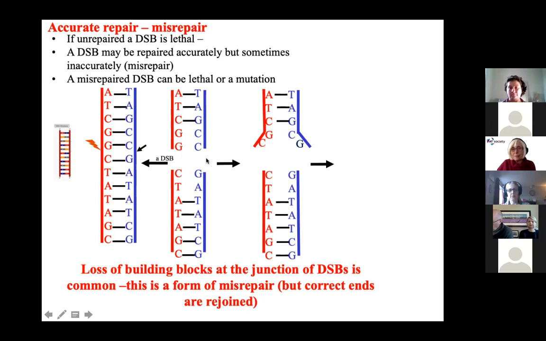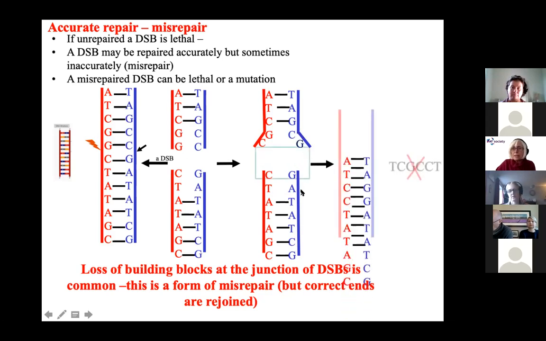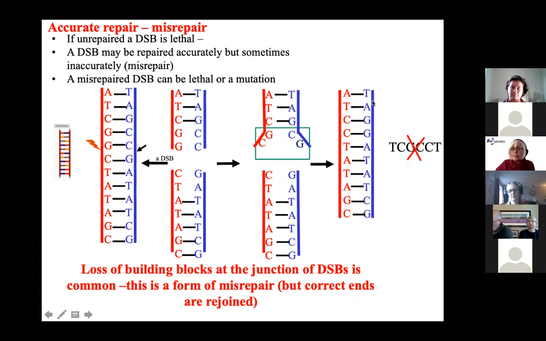So normally something does happen to these things, but if it's not repaired at all, it's probably going to be lethal. But sometimes the ends can fray a little bit, and there are worker molecules that actually will digest these ends of DNA. And so what can happen is that you get your rejoining, but you lose some of this information. In this instance here, we've lost this GC, and that's called a misrepair event. And that misrepair event will give rise to mutations, or it can be lethal.